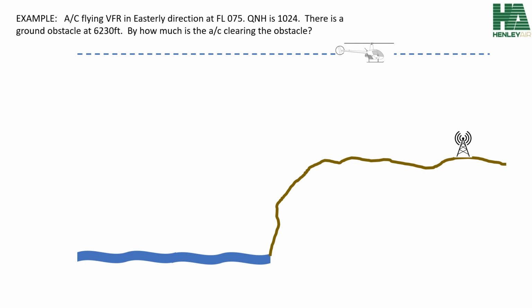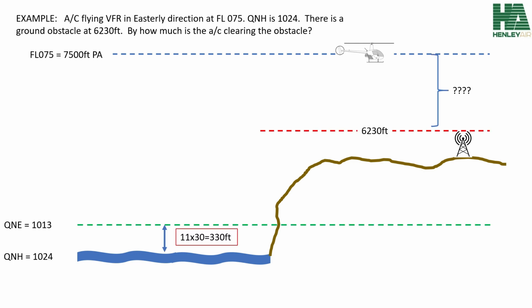So we'll start with filling in the information that we have. Right at the top, we are flying at flight level 075, which is basically 7,500 feet pressure altitude. QNE we've plotted in as earlier, and in this example the QNH is 1024. The antenna is at 6,230 feet, and at the end of the day the question is, by how much will the aircraft be clearing the ground obstacle? The difference between the QNH 1024 and QNE 1013 is 11 hectopascals times 30, which gives us 330 feet.